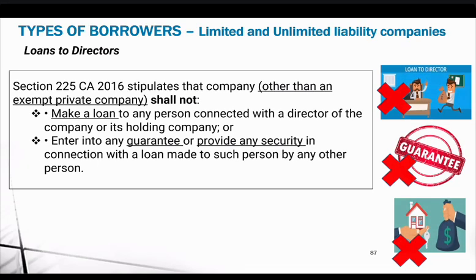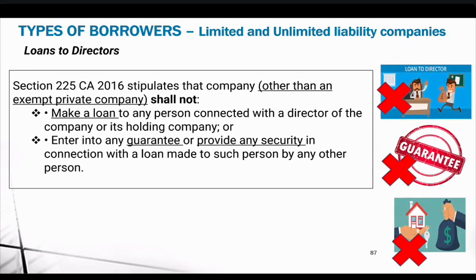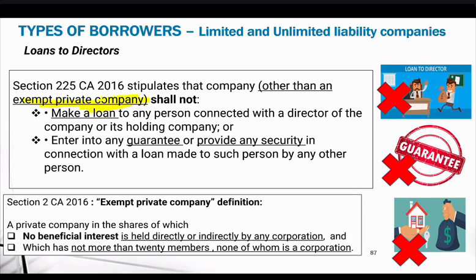A company is not allowed to make a loan to a director. A company is not allowed to guarantee a director's loan. A company is not allowed to provide a security, use the company asset as a security. Try to think of it as preventing the directors from abusing their position. The only type of company that can do this is an exempt private company. So under the Companies Act, this is the definition: a private company where no beneficial interest is held by a corporation, is not more than 20 members, none of whom is a corporation.